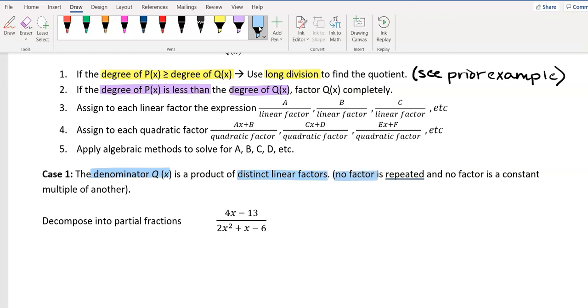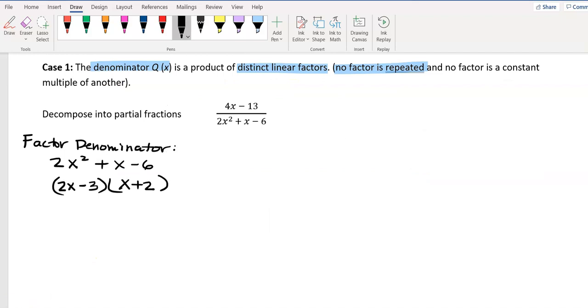That means no factor is repeated. Okay, so let's see what this would look like. Well, currently my denominator is not in any factored form at all. So I'm going to take a moment and factor the denominator. I was able to factor it into two factors, 2x minus 3 and x plus 2. So this original function here can be rewritten.